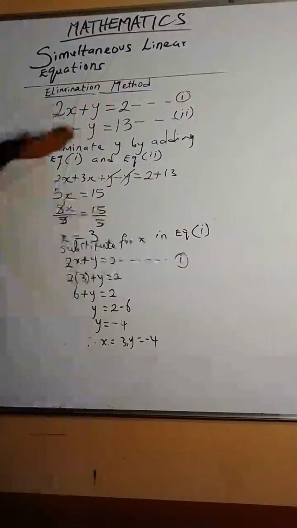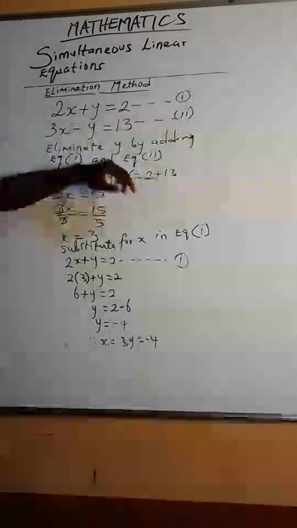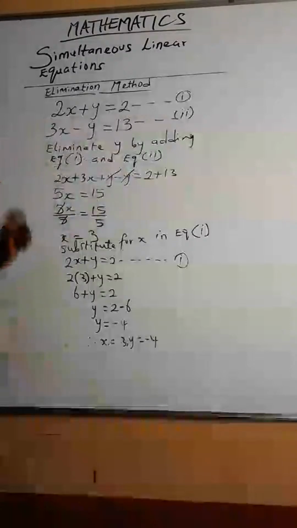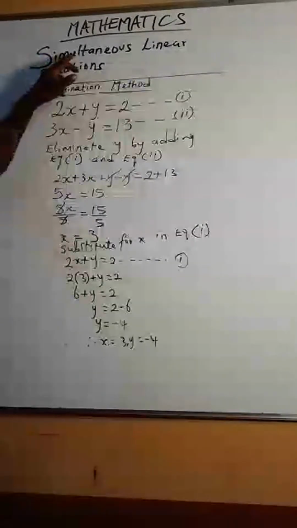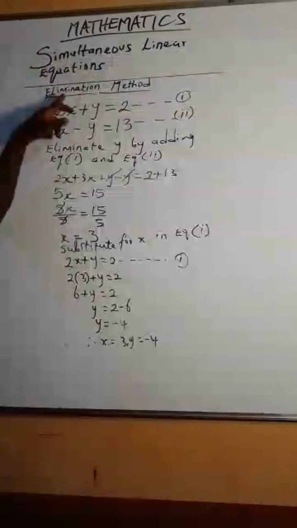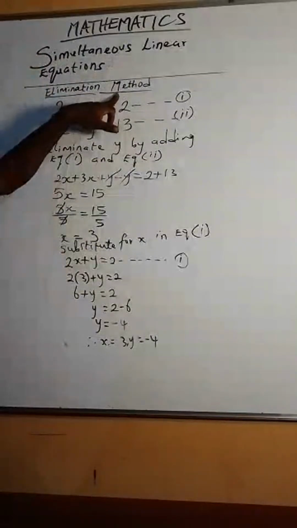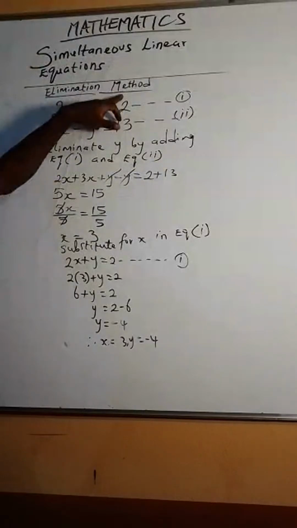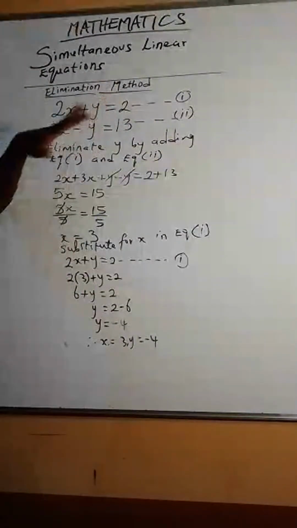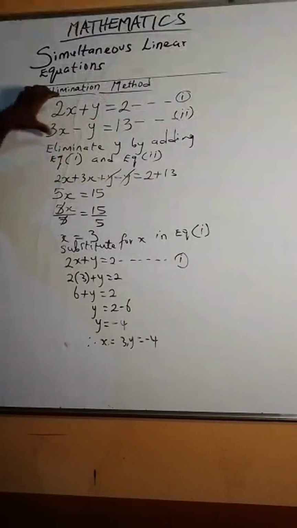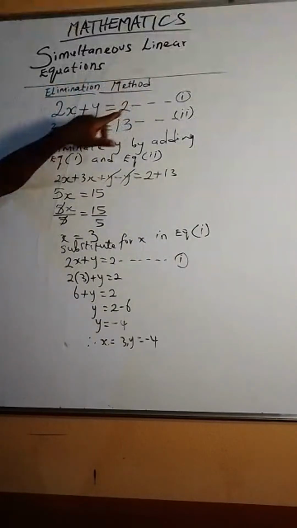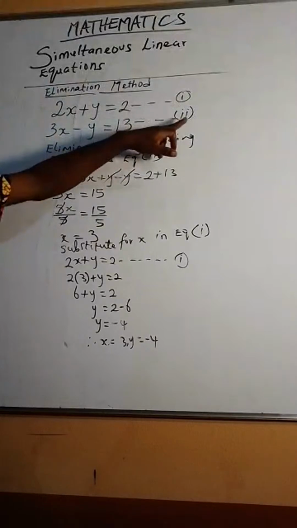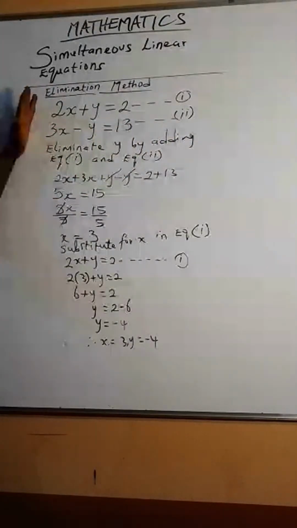So I'm going to repeat what I have done so far. Tonight, we are dealing with simultaneous linear equations, and the method is the elimination method. There are different methods, but we are using the elimination method, not the substitution method or any other method. So here we are given two equations, and we name them equation 1 and 2 for easy approach.